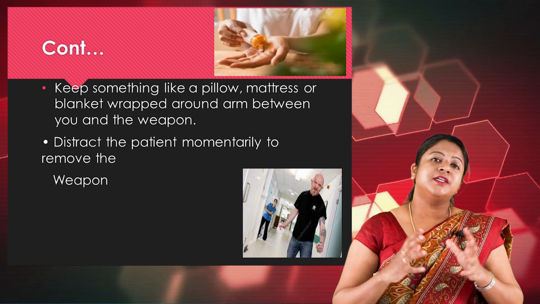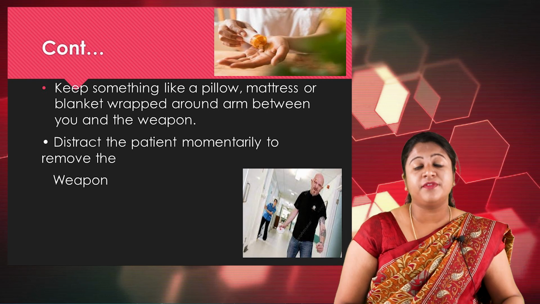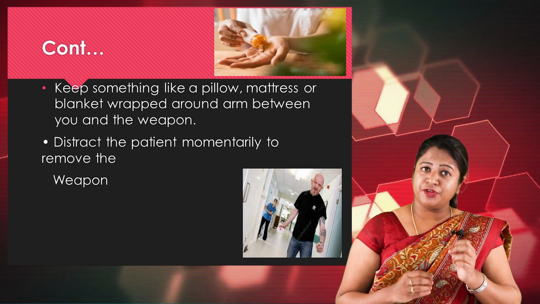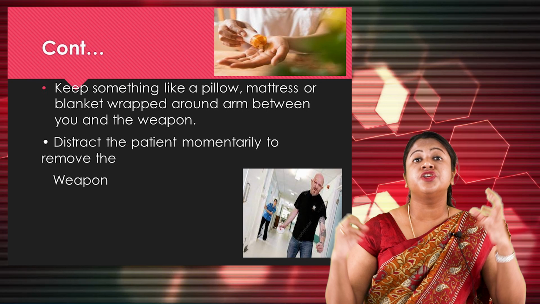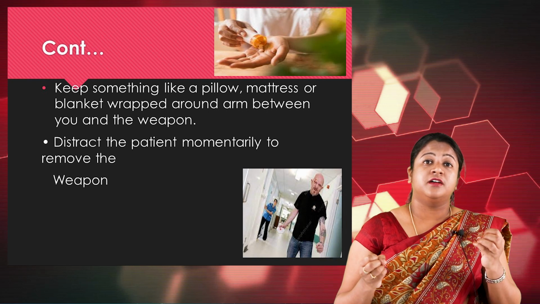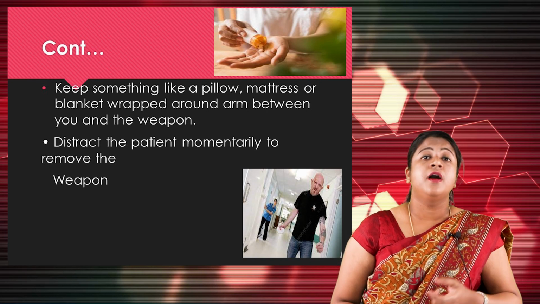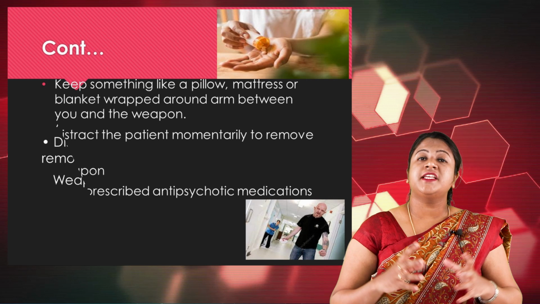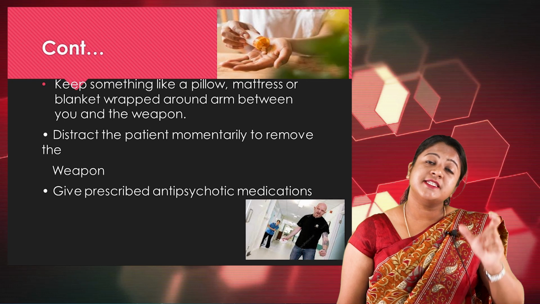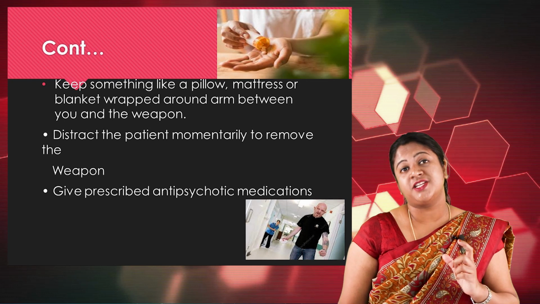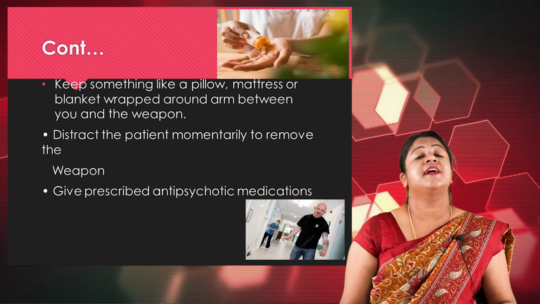Always you can follow this to distract the patient momentarily and remove the particular weapon from him. Okay, you can use any kind of method to distract the patient. You can suddenly shout at the patient, or use any kind of distracting method so that the patient will drop the weapon down. Next thing is you can administer the medication as per the order. Okay, so these are some interventions for a violent patient, where it's very, very important to protect yourself, the other patients, as well as the client.